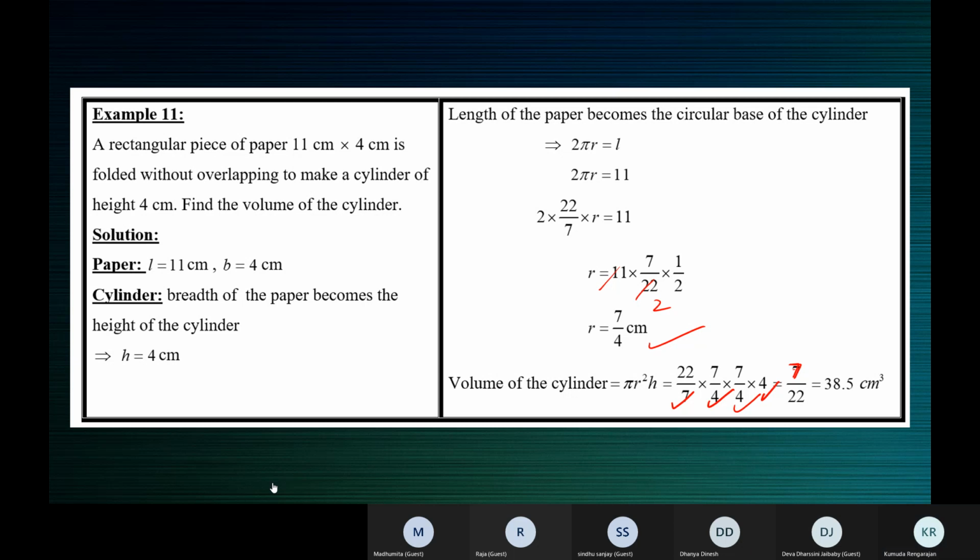Just a minute. Let's calculate now. So what will happen here? 7 cancels. 11s are, and this is 2s are, 4 and 4 cancels. So what do we get, children? 77 by 2, which is 38.5 centimeter cube. While typing, I made a mistake. So 77 by 2, which is 38.5 centimeter cube.